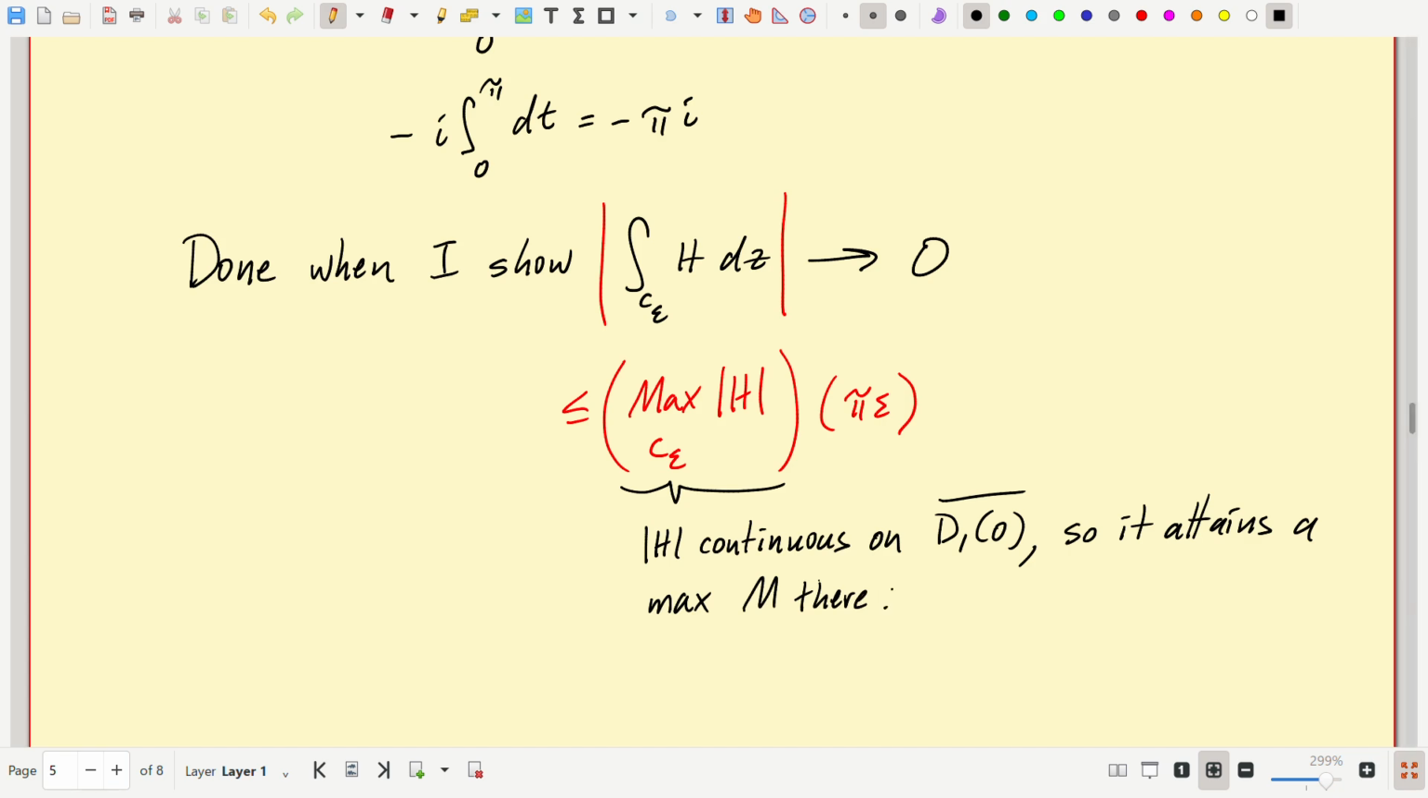And so this max of h on the c sub epsilon is going to be less than or equal to m when epsilon is less than or equal to 1. And so sure enough, that goes to 0 as epsilon goes to 0.